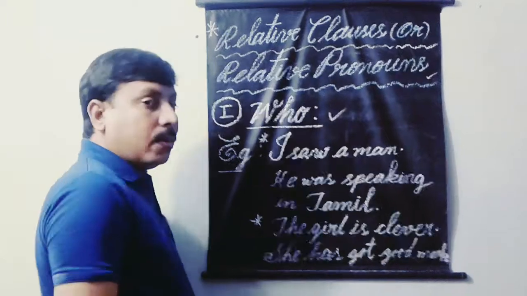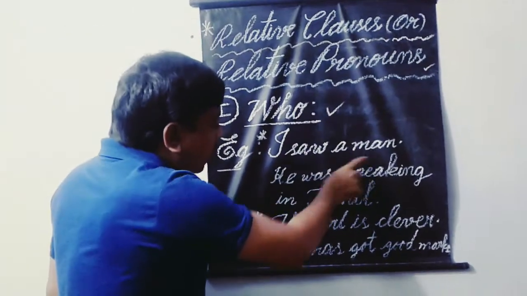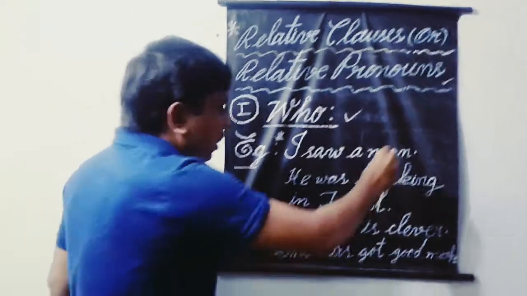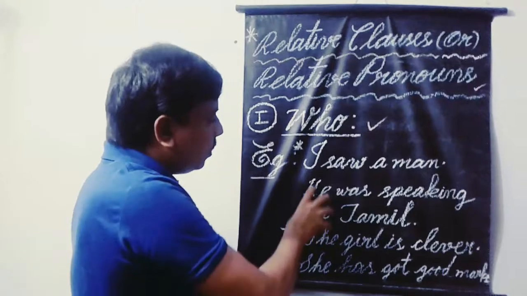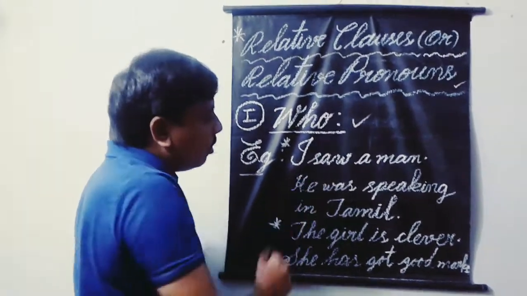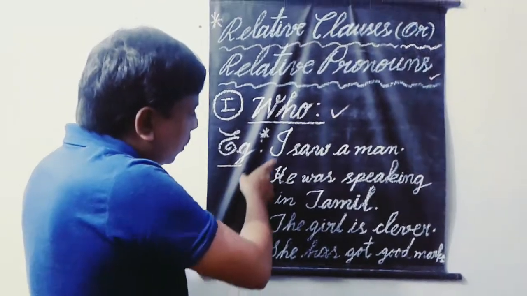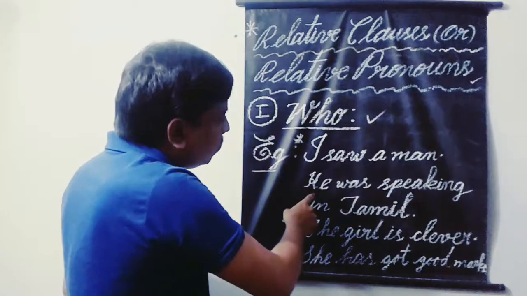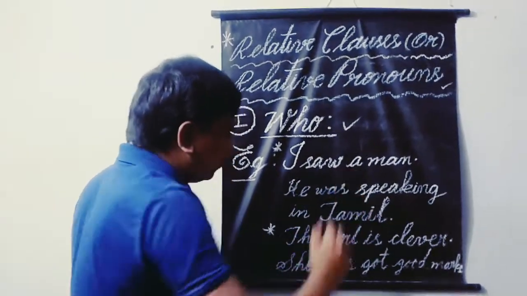What is the answer for this question? I saw a man who was speaking in Tamil. Here we can remove the full stop after the first event and this pronoun can be removed. Now we can say, instead of this he, we can use who. I saw a man who was speaking in Tamil.